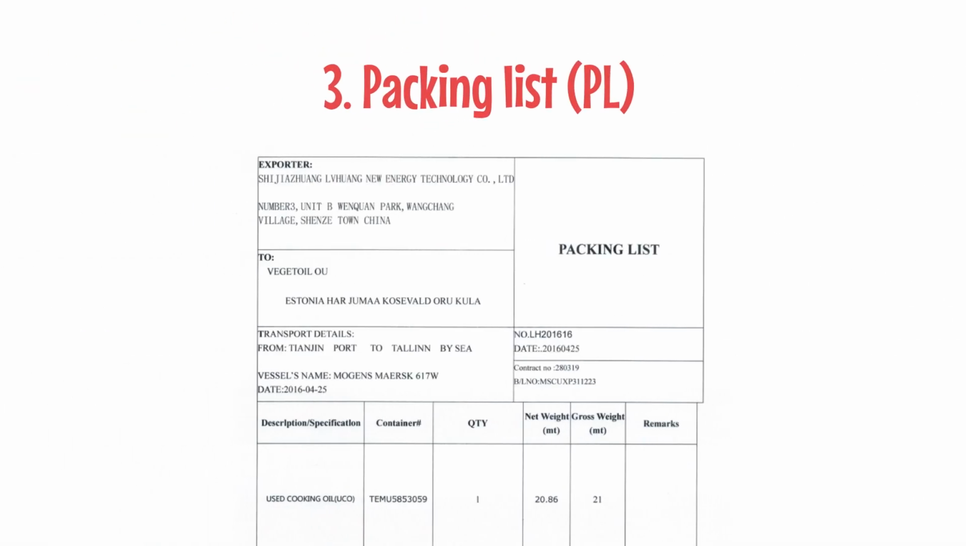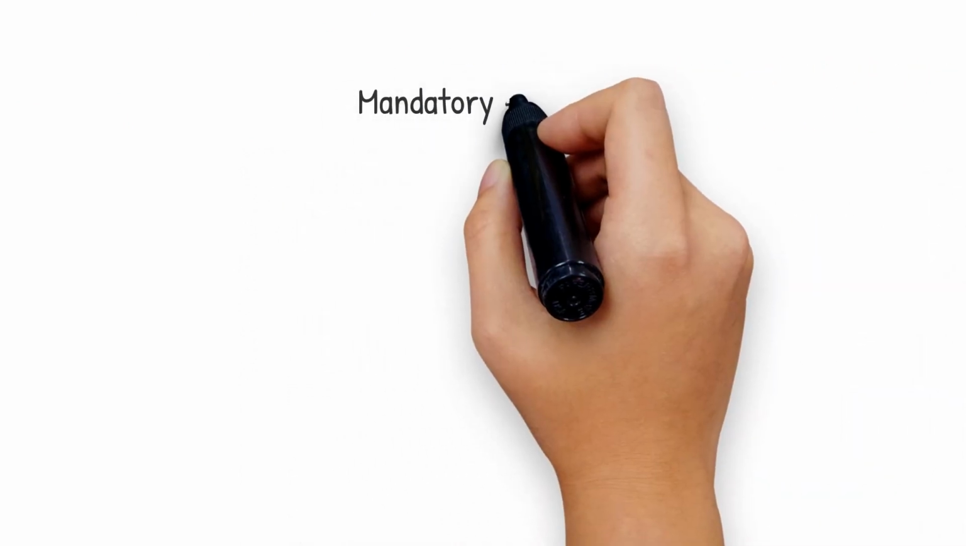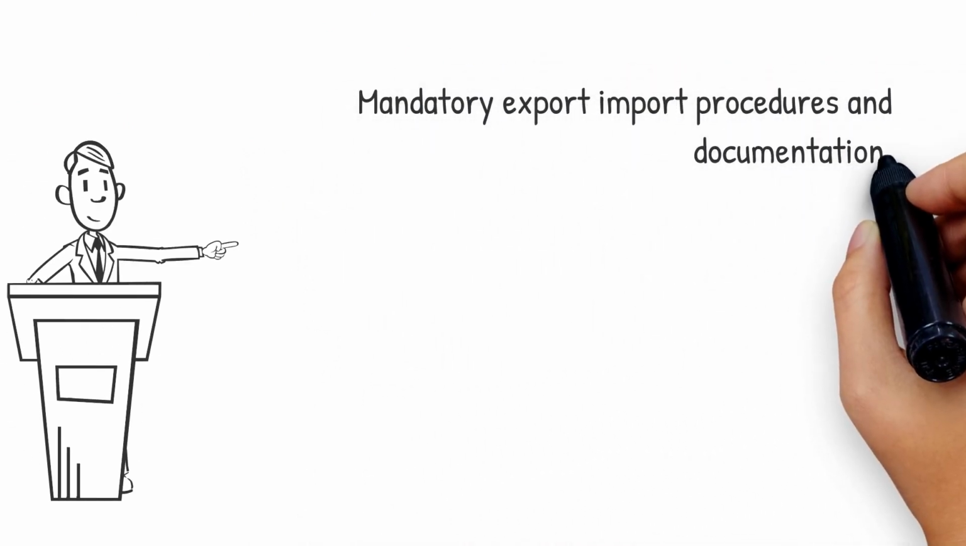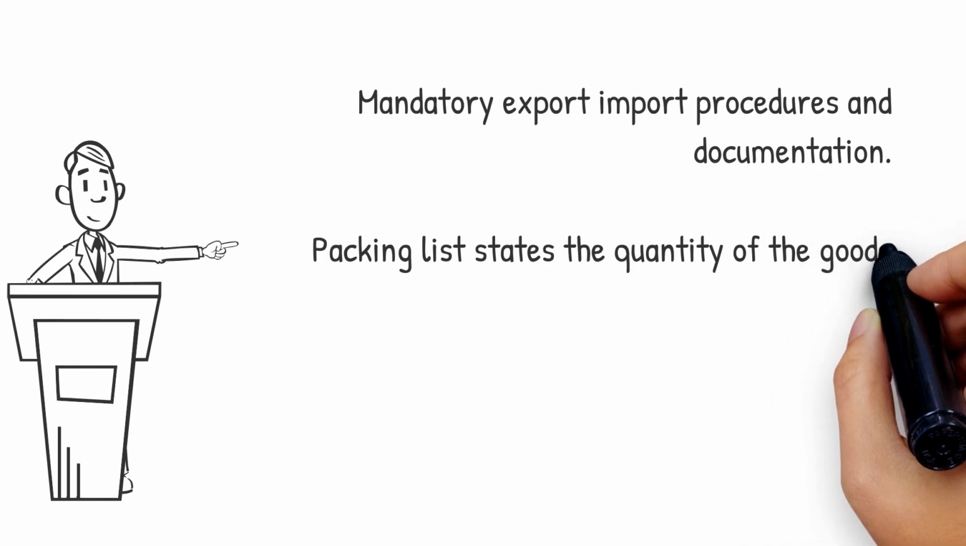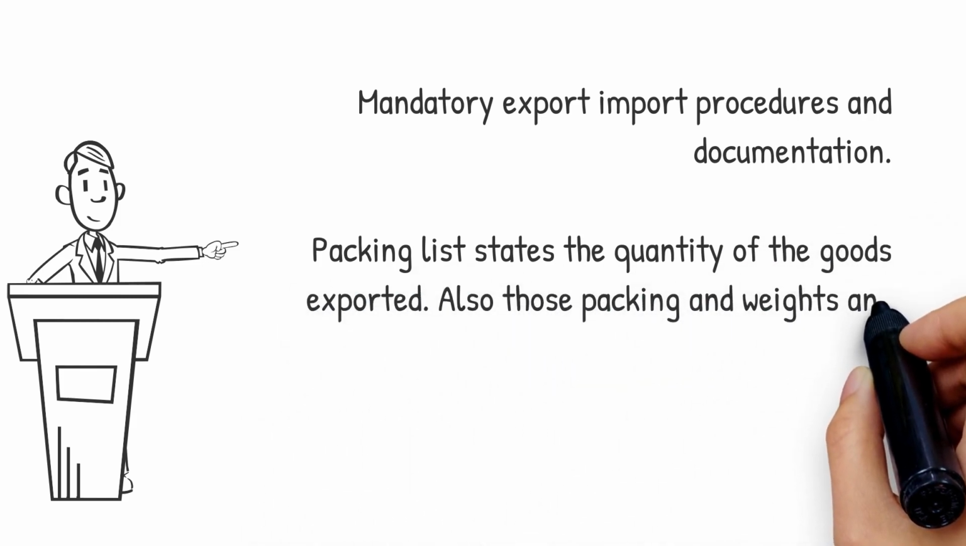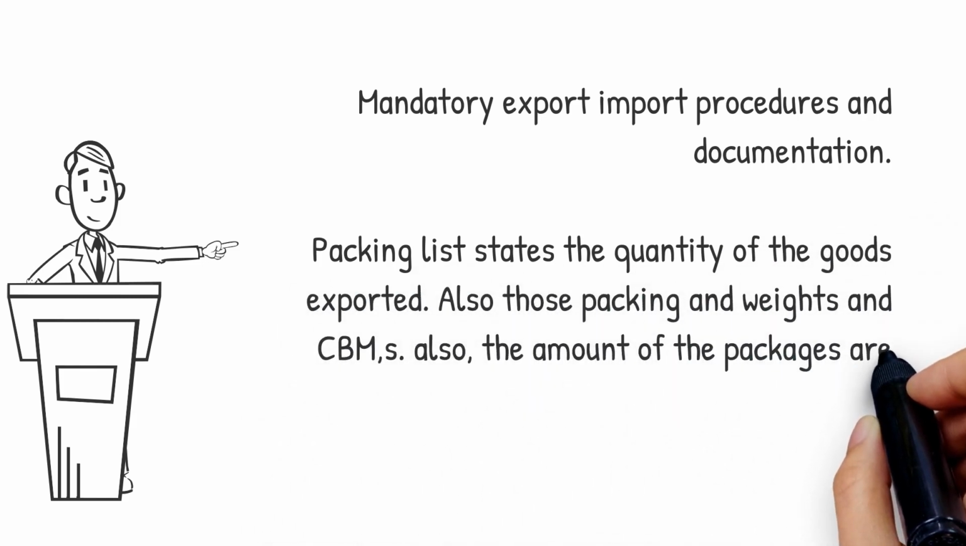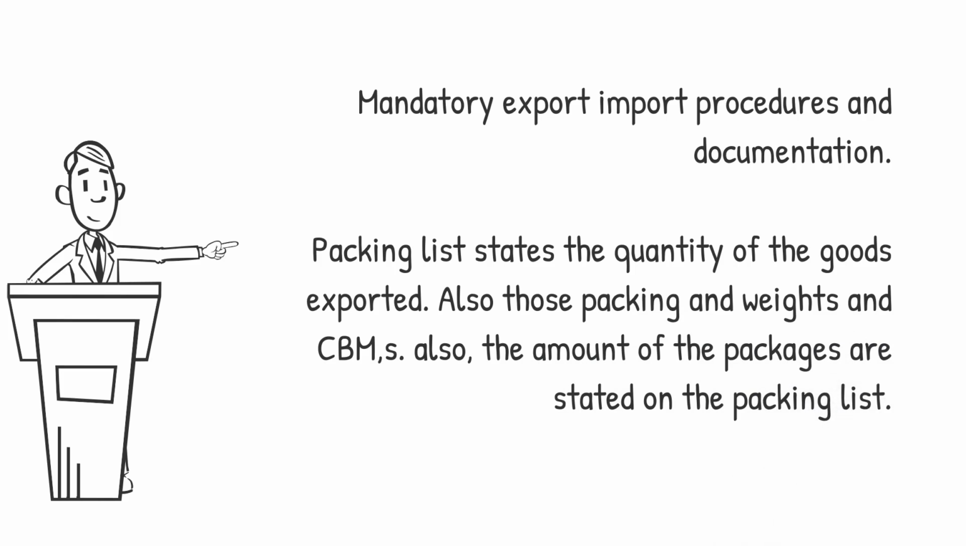3. Packing list. Mandatory export-import procedures and documentation. The packing list states the quantity of the goods exported. Also the packing and weights and CBM. Also, the amount of the packages is stated on the packing list.